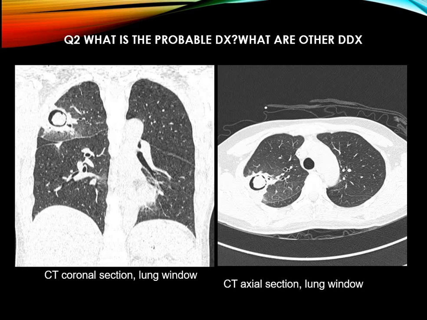Another example of the cavitary lung lesions, and here we have a CT coronal section and CT axial sections. We have cavitary lung lesions, and inside the lesions there is black, which represents the air, and inside the black there is white, which represents soft tissue opacity. So, cavitary lung lesions with soft tissue content: what is the probable diagnosis and what are the other differential diagnoses? This is also a question.